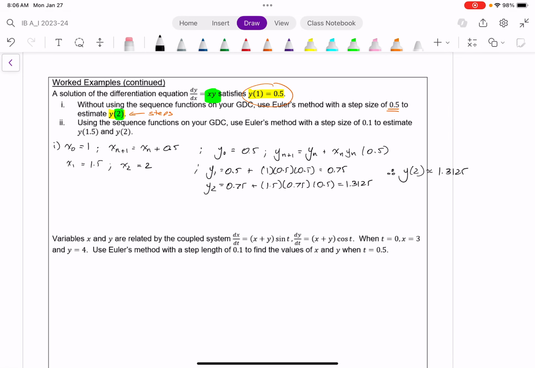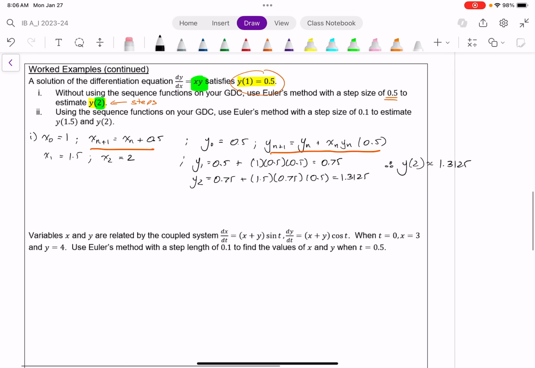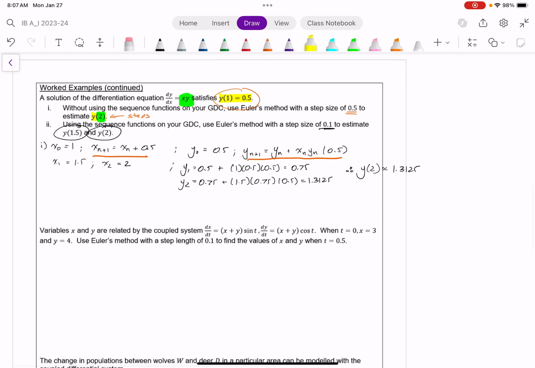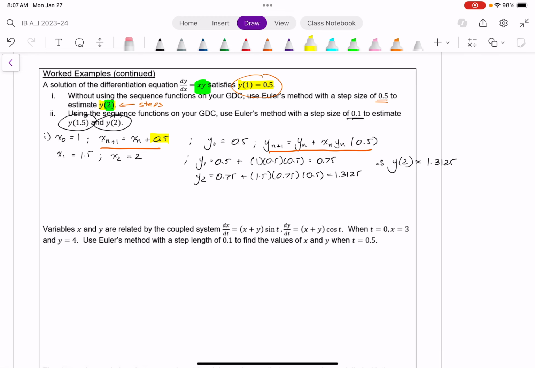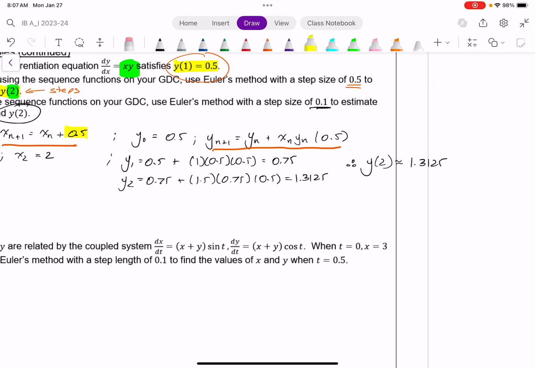Again, we have a couple of recursive equations here, and if we know how to use our GDC, like in the previous question, we can now save ourselves some time instead of doing this step by step. And so for part 2, I want to do the same thing. I want to estimate y of 1.5 and y of 2, this time with a smaller step size. The main difference is we're going to have the exact same equations, but instead of adding 0.5 each time to x, we're going to add 0.1. And instead of multiplying each of our slopes for y by 0.5, the step size will be shrunk down to 0.1, so we'll be multiplying by 0.1.